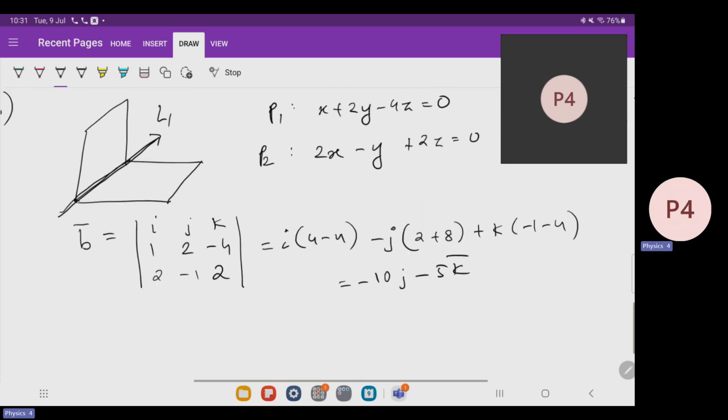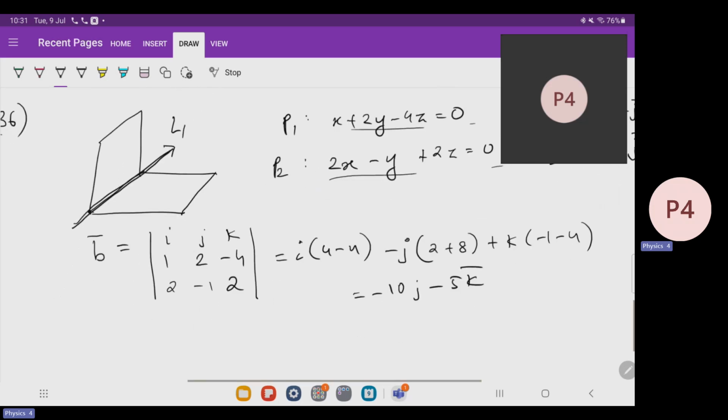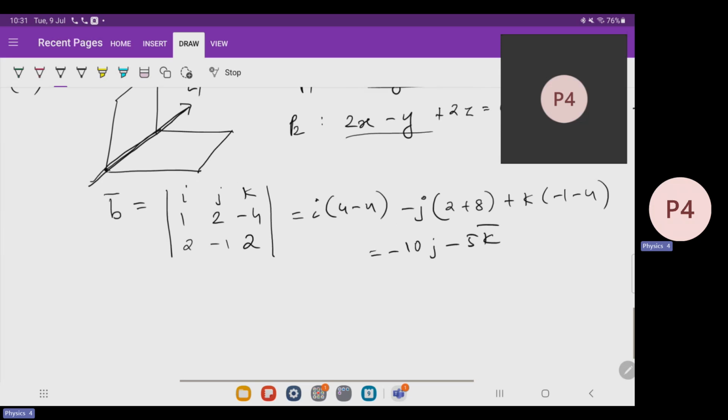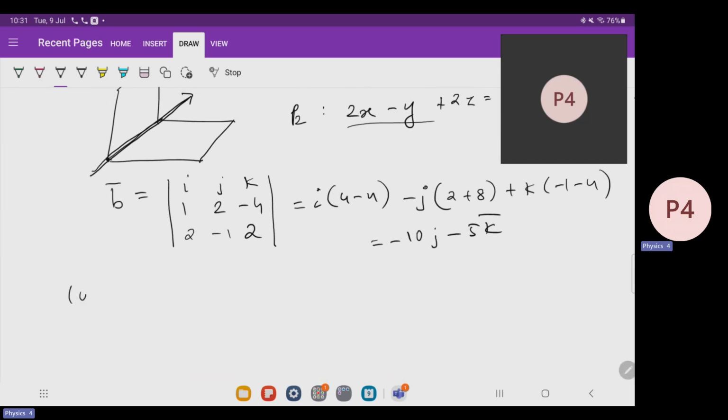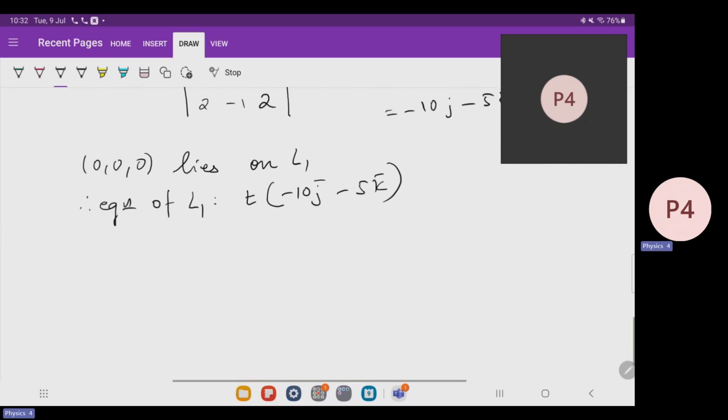Now we want a point on L1, and we know that both the planes pass through the origin. So (0, 0, 0) is a common point to the planes, so it has to lie on L1. Therefore, what would the equation of L1 become? Equation of L1 is A bar, that is a zero vector, plus t times B bar, that is -10j - 5k. This is the equation of L1.